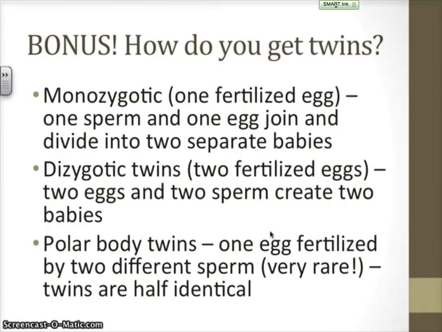A lot of you have asked how to get twins. So here's a little information. This isn't on your handout. However, if you're interested in this, you can watch this slide and the next slide.